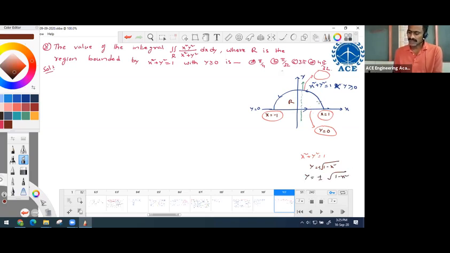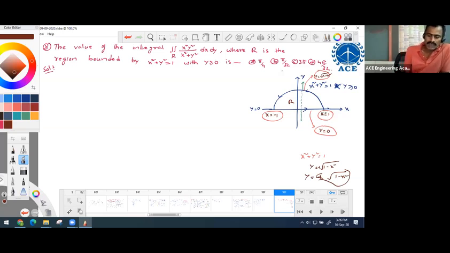But this curve is lying above the x-axis. Above the x-axis, y is positive. That is why we should choose the plus only. Y equal to plus under root of 1 minus x square. Suppose this curve lies below the x-axis, then y should be negative. In such case, we should choose y equal to minus. It is the only difference. So these are the y limits, these are the x limits only, right?